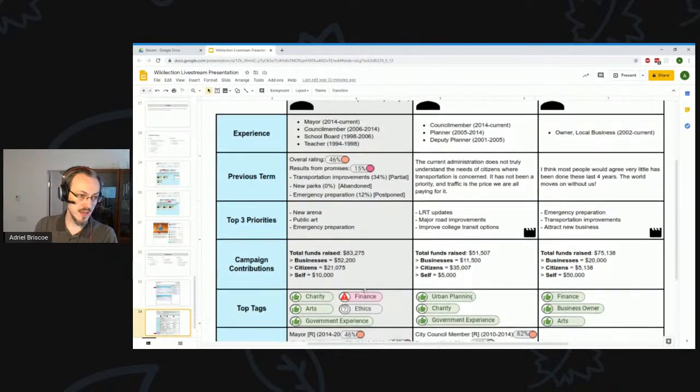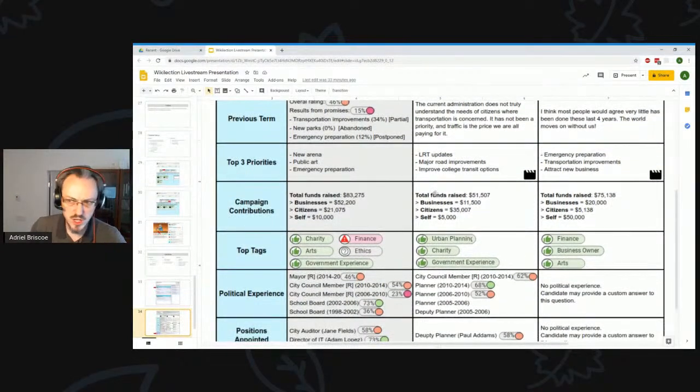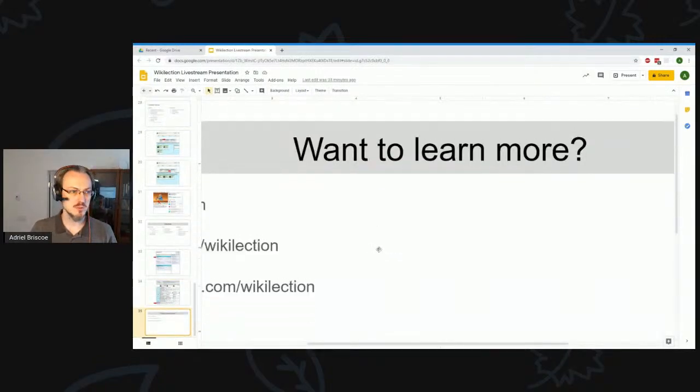We have things like the campaign contributions. We probably even want it to be a bit easier to compare the individual parts, right? So per candidate, how much did they get from businesses? How much did they get from citizens? How much did they fund themselves? Again, you'd probably want information around where the money is coming from, right? Are there certain industries backing this person? That sort of thing. The tags, that's the wrong thing.